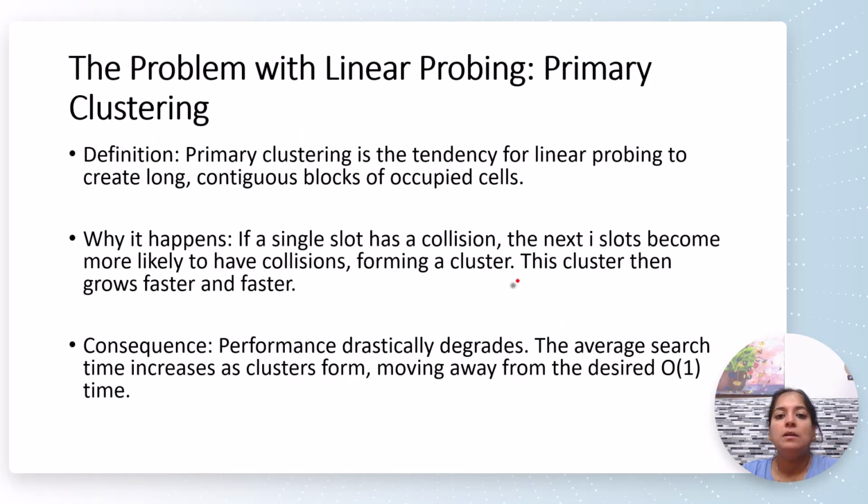Now, the problem here with linear probing is that it forms clusters of contiguous blocks. If a single slot has a collision, the next insertion becomes more likely to have a collision, so forming a cluster. And this cluster grows faster and faster, which degrades the performance of hashing.